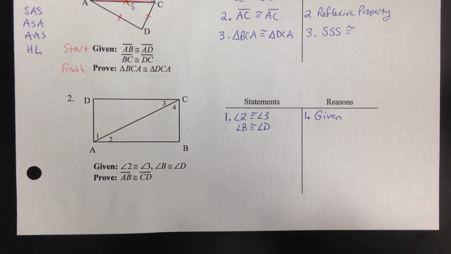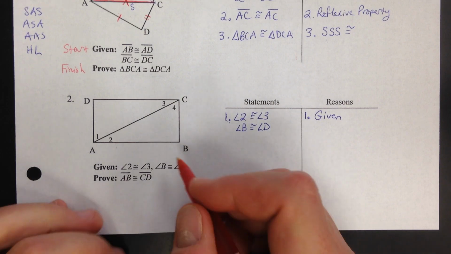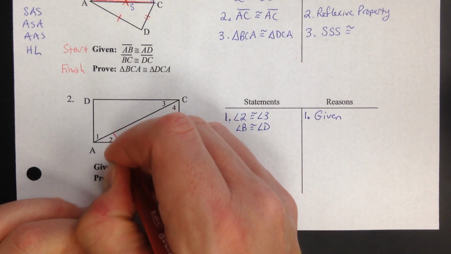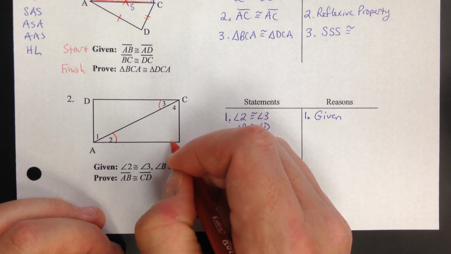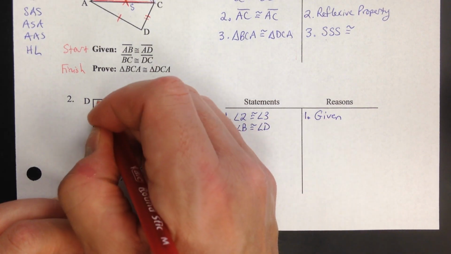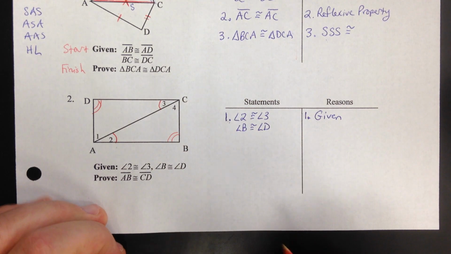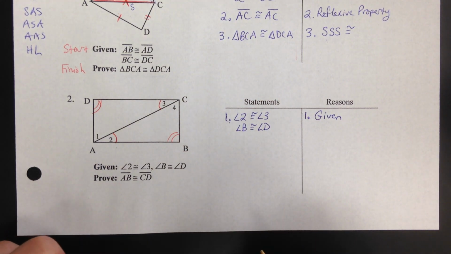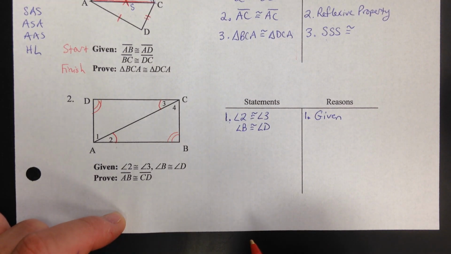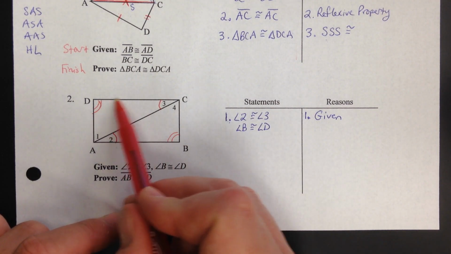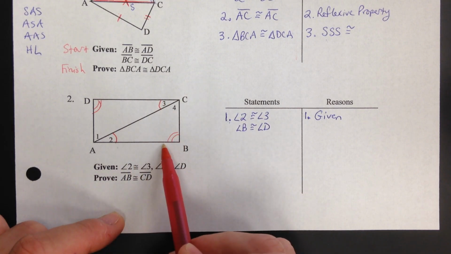So now let's take our picture and let's label that. Angle 2 is congruent to angle 3. Angle B is congruent to angle D. Now, one of the things you have to be careful about is assuming that things are congruent just because they look congruent. For example, you might look at DC and say that that looks congruent to AB.